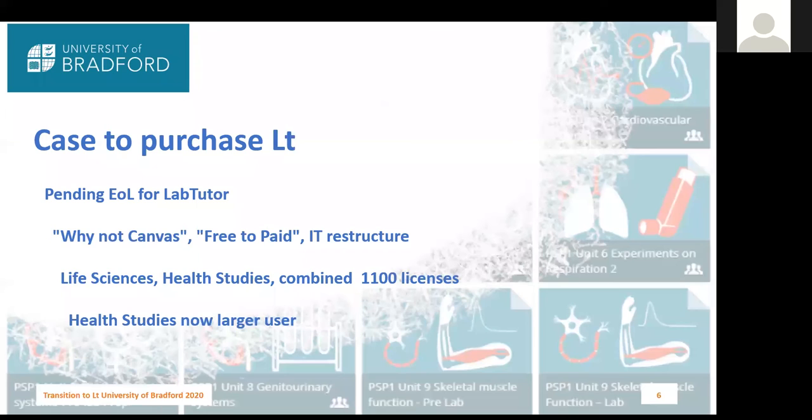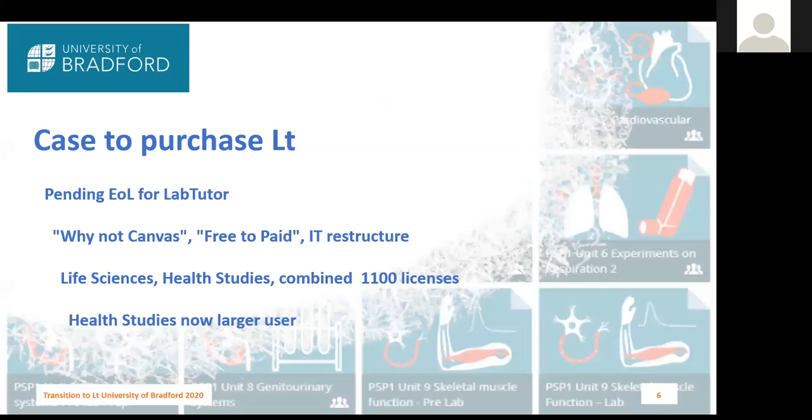Eventually, we ended up in a situation where the main levers for enabling the purchase for life sciences was the fact that we had around £200,000 worth of ADI hardware. We were just in the process of going through an IT services restructure, which was going to see a switch to Windows 10, which was already causing us problems with Lab Tutor.